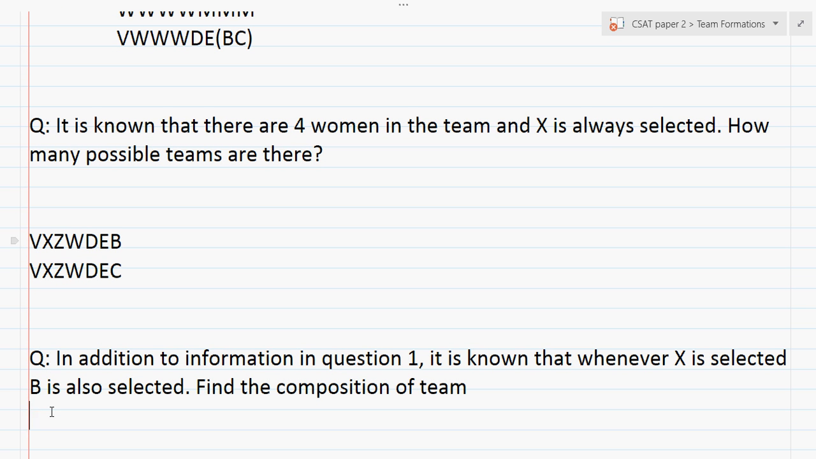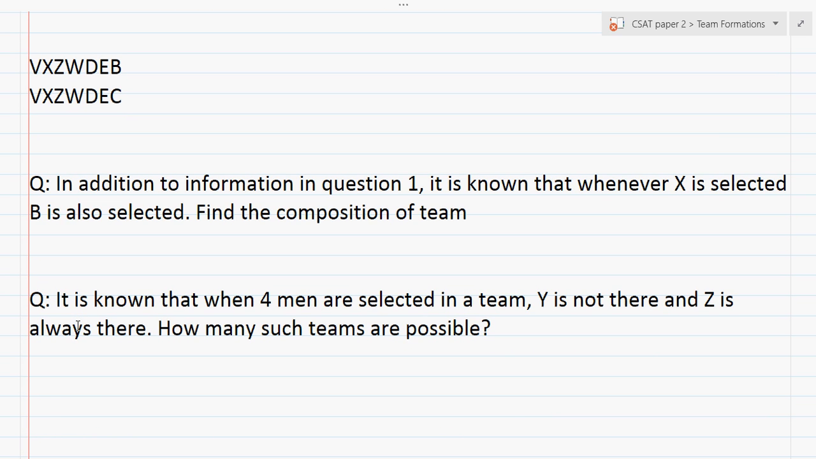Question 2 says, in addition to the information in question 1, it is known that whenever X is selected, B is also selected. Find the composition. So whenever X is selected, B is also selected, which means only this is the possible solution and this is not. So the composition of the team would be V, X, Z, W, D, E, B.